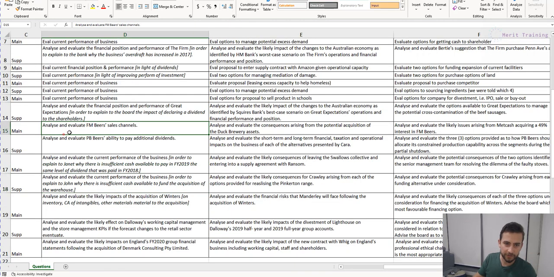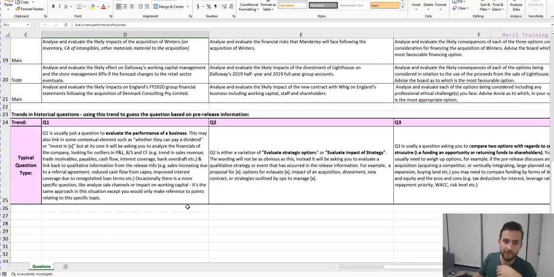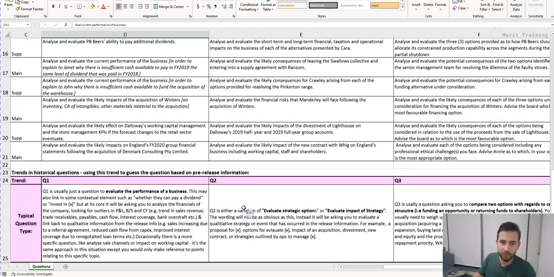It's going to be analyze and evaluate. That's almost a certain bet. And then in brackets, it's going to be in light of the new bank overdraft facility, right? Even if it's not that specific thing, most of the questions are going to be the same structure anyway. The only thing is just practicing linking it in.